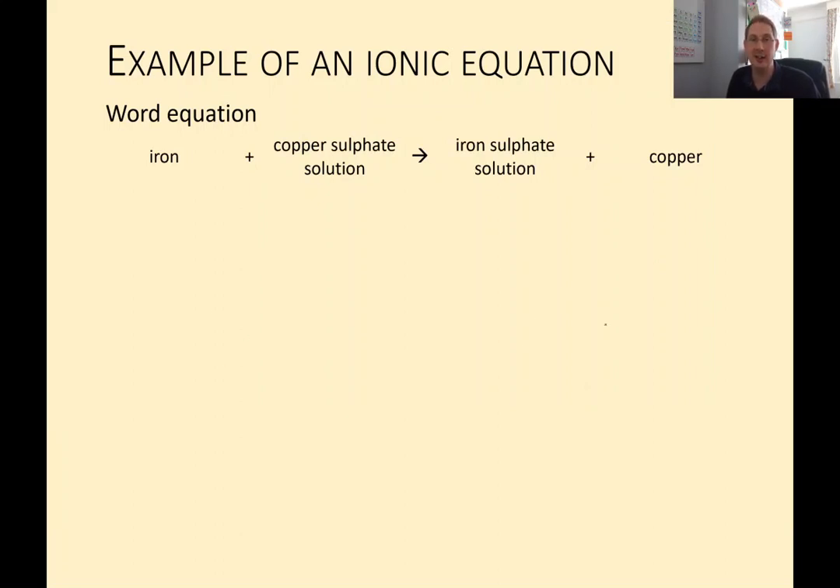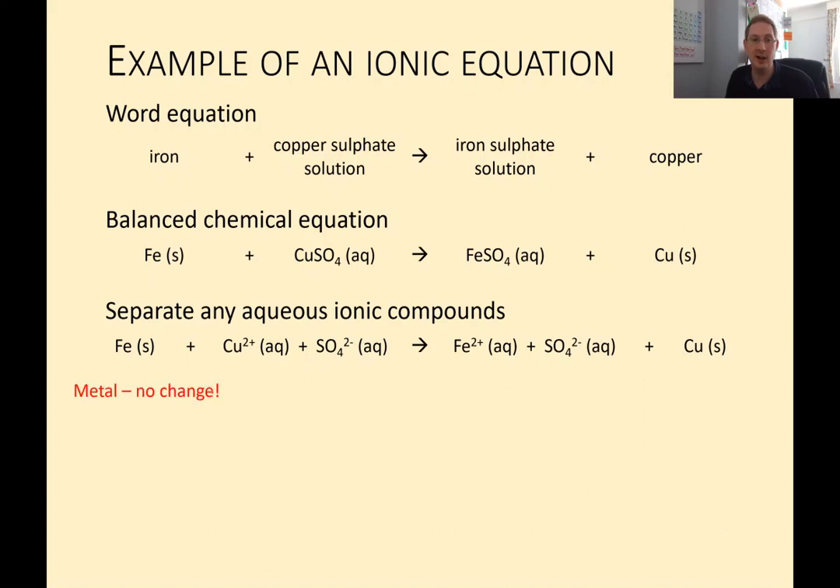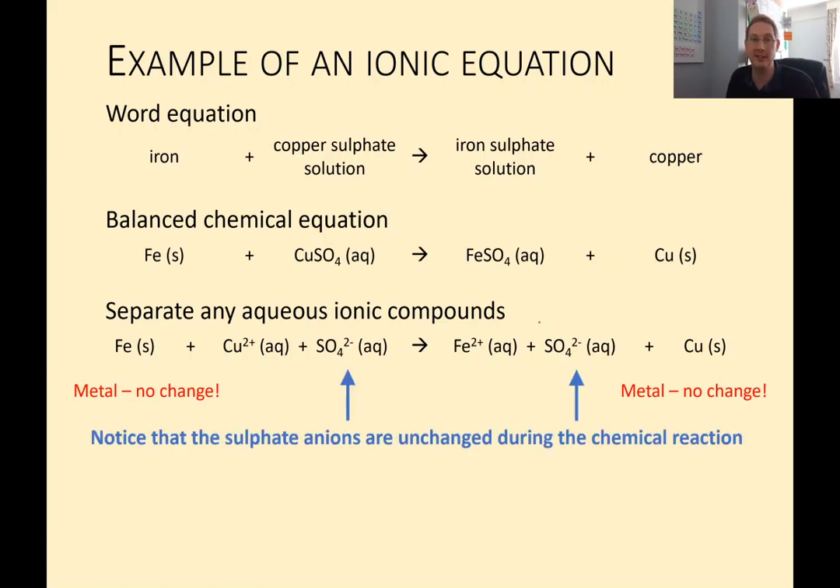So in order to get an ionic equation, you need your word equation, which you will hopefully be able to turn into your balanced chemical equation. And then you need to look and say, well, which of these species actually split up? Which of them are genuinely not what it says? And in this case, the metal iron is just a lump of iron metal. That is what it says on the tin. The copper is just a lump of copper. That's what it says on the tin.